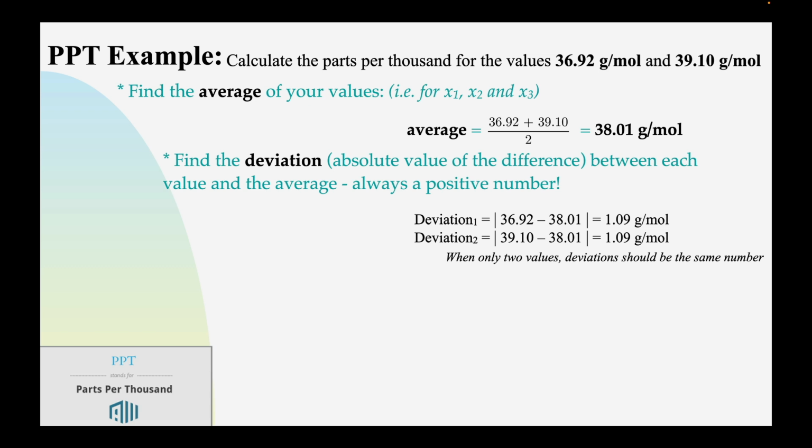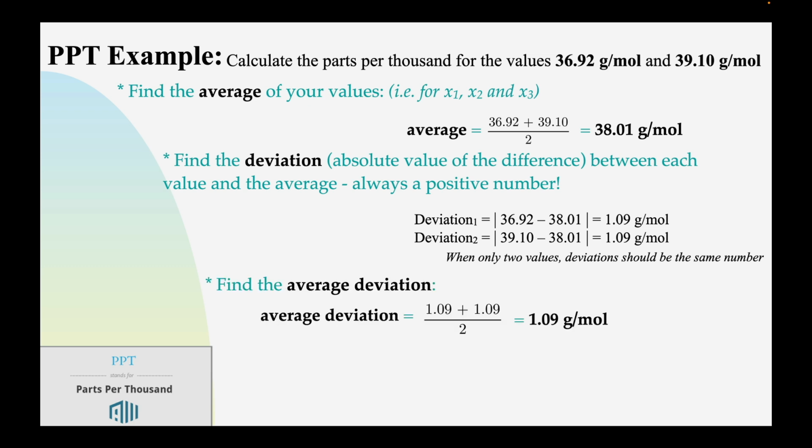And that kind of makes sense because the average is the halfway point between the two values, so the deviations will be the same. This is a nice way to check yourself when you're doing problems, finding the parts per thousand and you only have two values. The average deviation should equal the same number because, again, it is the same number. 1.09 plus 1.09 divided by 2 gives you 1.09, no problem.